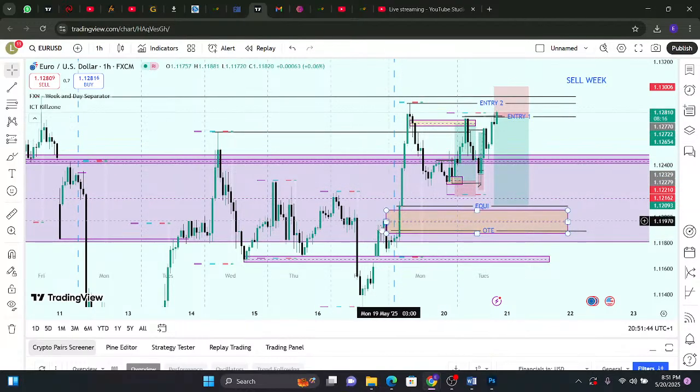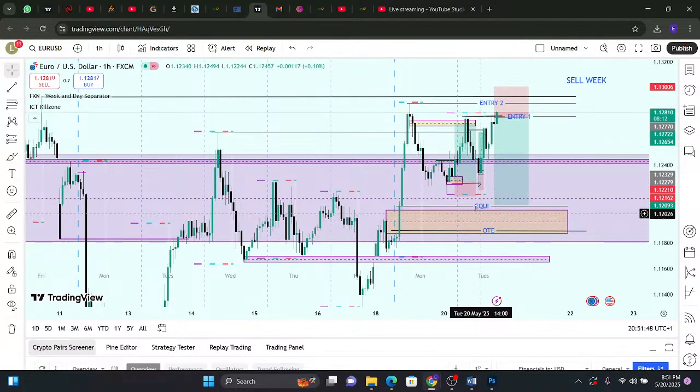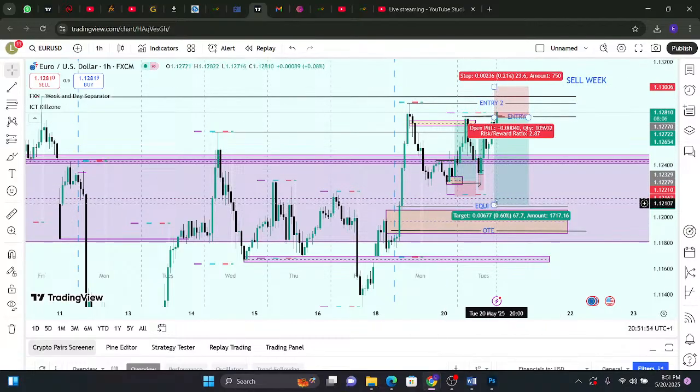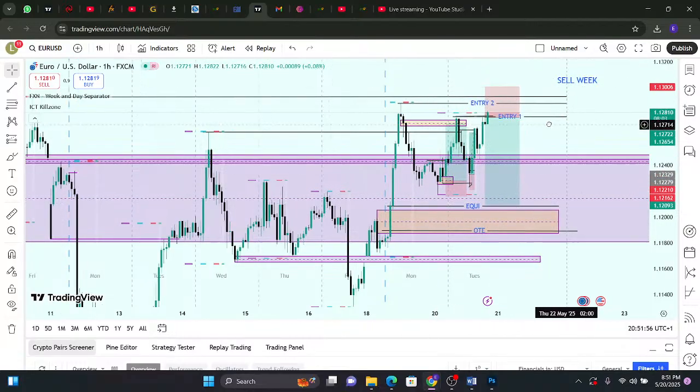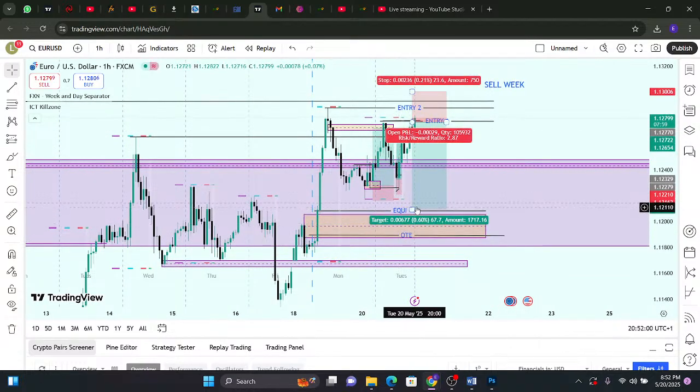Okay, so it's a valid point for me to see price retest or reverse back into it, and it is confluent with the equilibrium. So it's a high point for me, which is a realistic point for us to target our take profit this week. All right, so that is basically it.